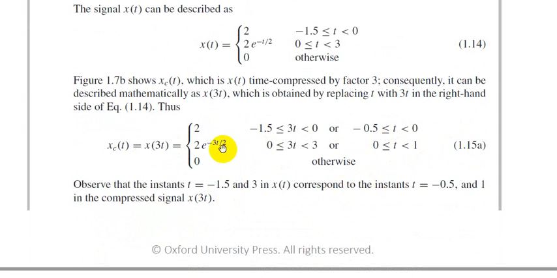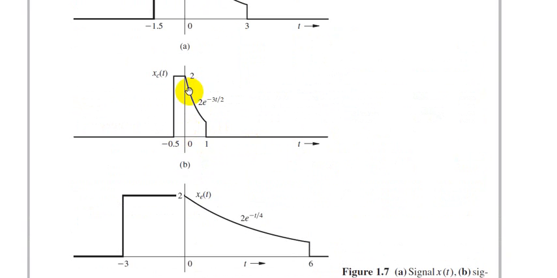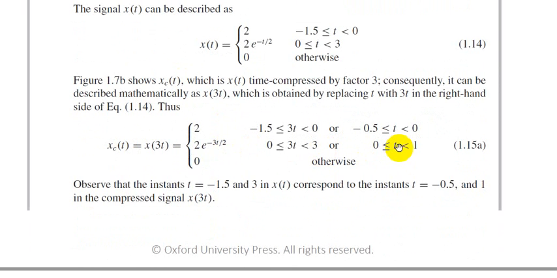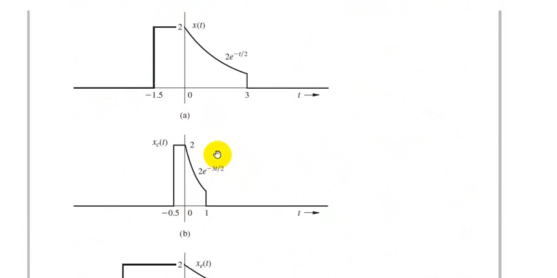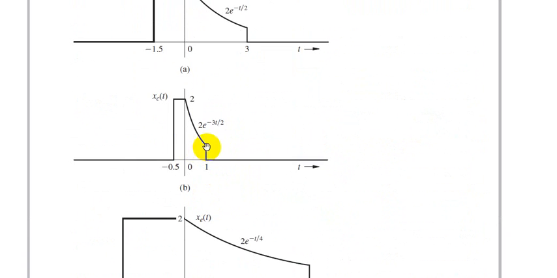So to evaluate this function, we'll put t equals 0 in this function. We'll evaluate the value, which will come up as 2. Therefore, at 0, the value is 2. And at 1, the value is 2 e to the power minus 3 into 1 divided by 2, which is a certain value by evaluating, and we assume this value is somewhere here, and we will make an exponential curve from this point to that point. So this will be our x of 3t.